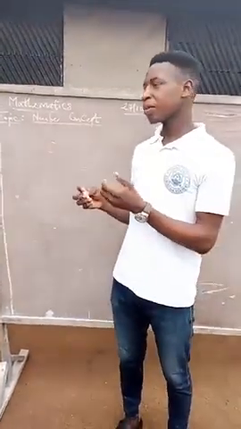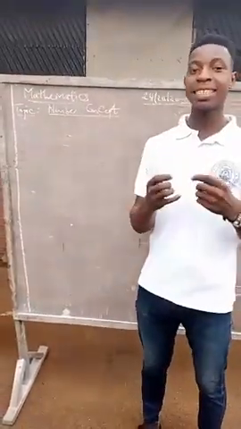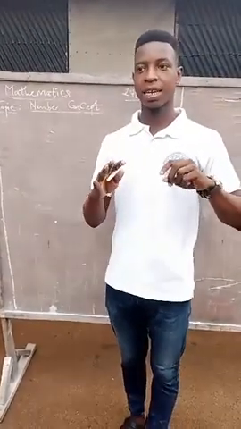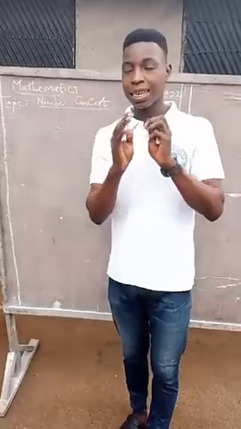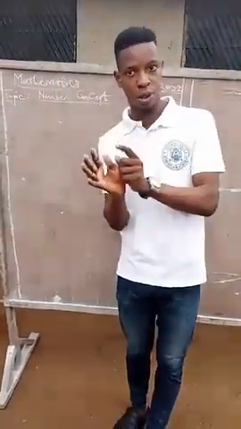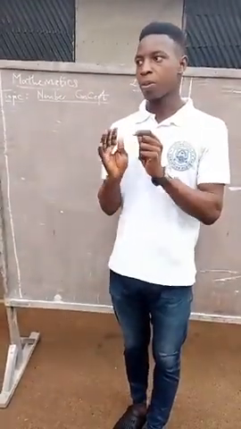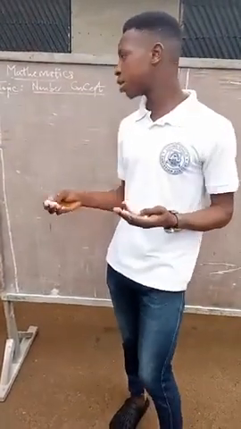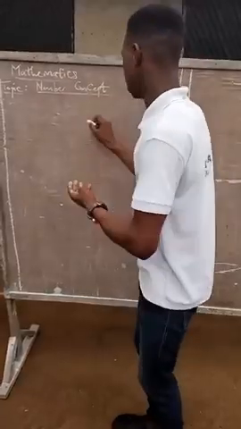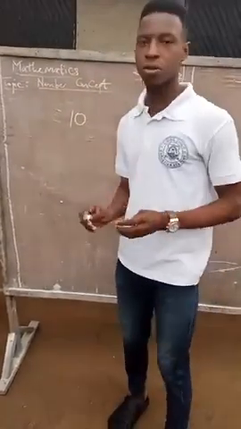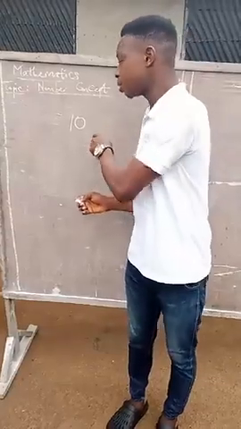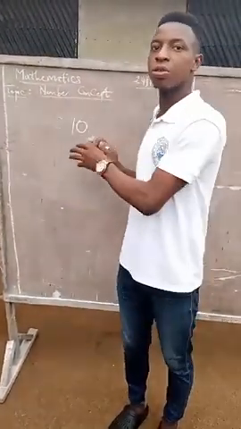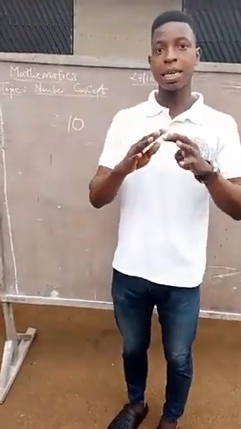Now, let's begin by saying that a number is a natural phenomenon. When I say a natural phenomenon, I mean it cannot be seen or touched. For example, you can say we have 10 students in a classroom. Now, this 10 cannot be seen or touched. Rather, it is used to show the number of students in a classroom.